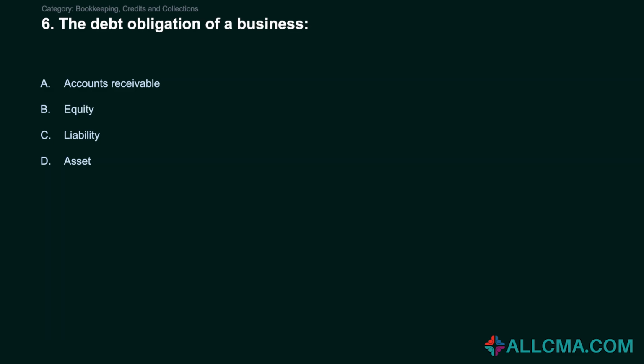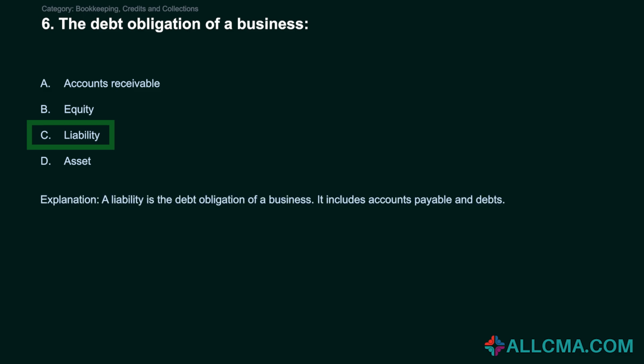6. The debt obligation of a business, A. Accounts receivable, B. Equity, C. Liability, D. Asset. Correct answer, C. Liability. A liability is the debt obligation of a business. It includes accounts payable and debts.